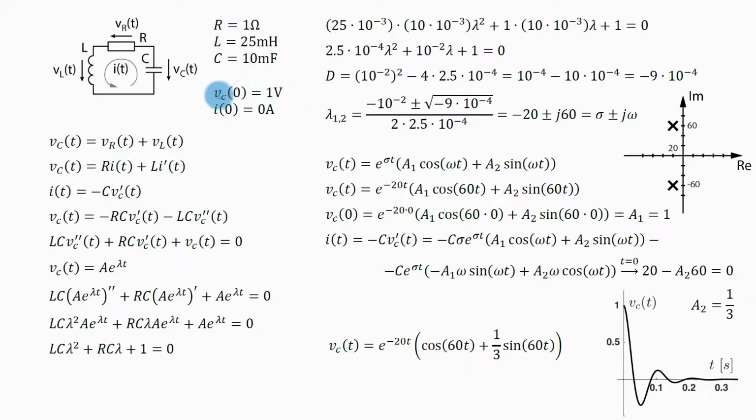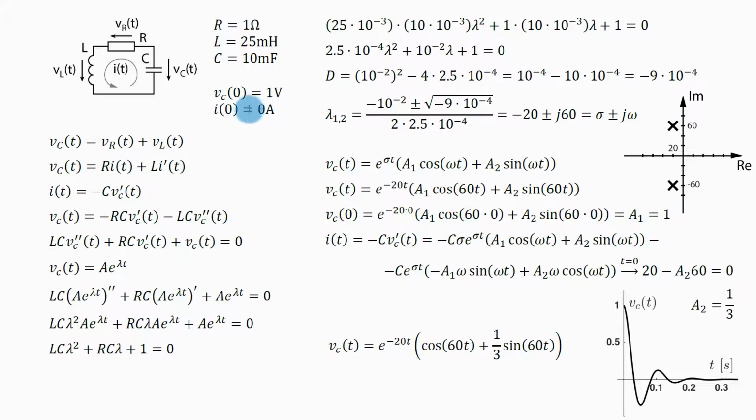I will use this initial condition first. So I will express my general solution at time 0. I will substitute 0 here, here, and here. And I will get this, which simplifies into this, which is supposed to be equal to 1 as per this initial condition. And from there I will get that my constant A1 is 1.